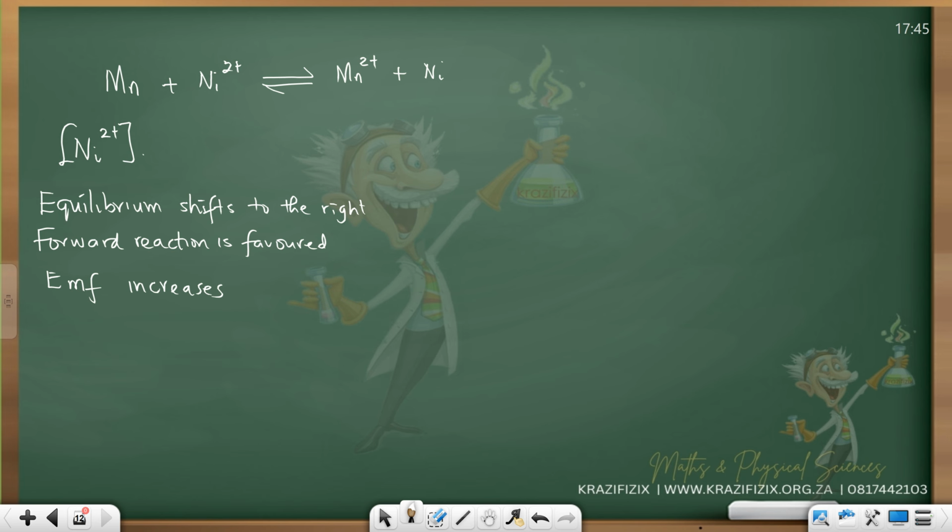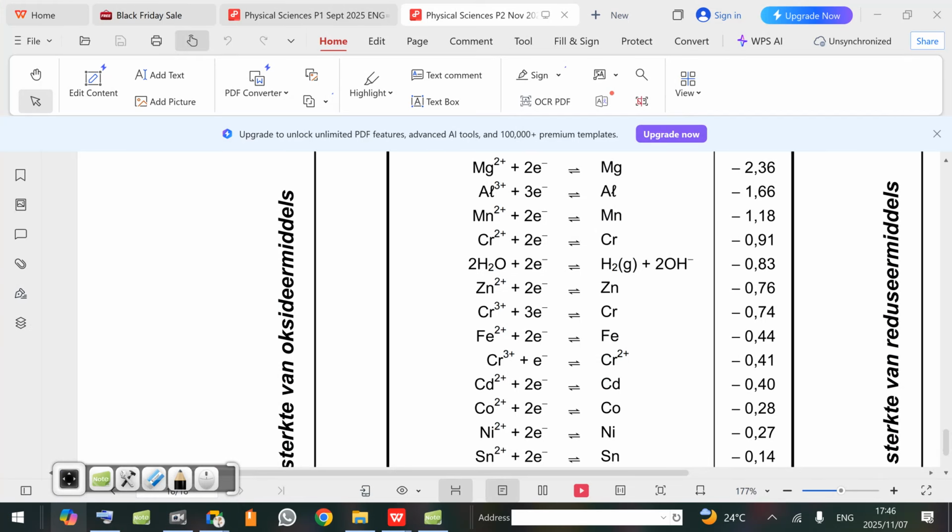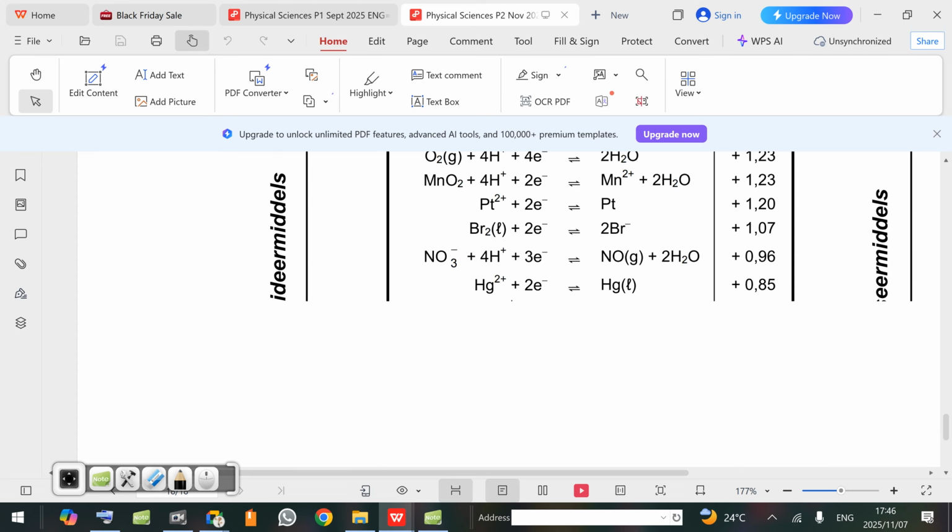Sir, will they deduct marks if you don't put the phases of the cell notation? No, they will not, Jessica, but I'd love you to do chemistry and just put it. They will not deduct. No, it's not complicated. You are telling them that you are not guessing. Okay, that one is done.